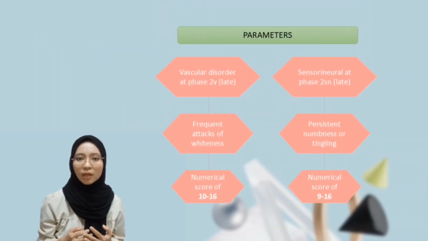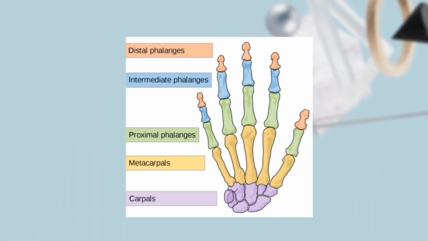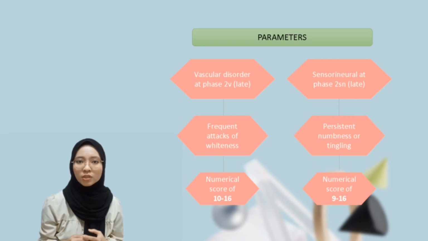Vascular disorder at stage 2V, which is late, signifies numerous attacks of whiteness affecting the distal and middle phalanges, as shown in this picture. Distal phalanx is the fingertips and middle phalanx is the middle part of the fingers. Numerical score recorded was in the range of 10 to 16.